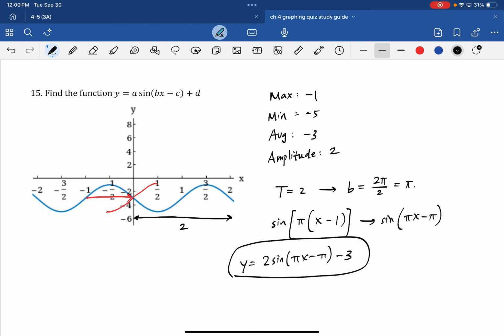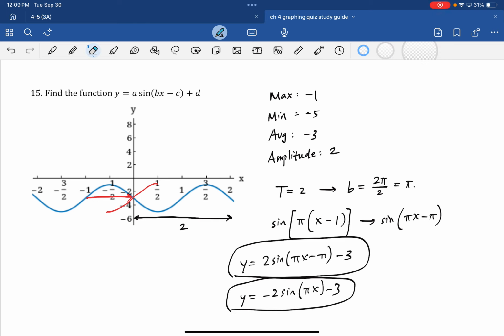So that's my answer. Another acceptable answer would have also been y equals negative 2 sine of pi x minus 3. That's the same. And why is that? That's because it's also a vertical reflection, so negative also works. Okay, pretty tricky. That's the hardest, but I don't know. Maybe even harder is actually being able to graph this based on just the function you're given. So you have to do it in reverse. You have to not only graph but also identify graphs. Pretty tricky.